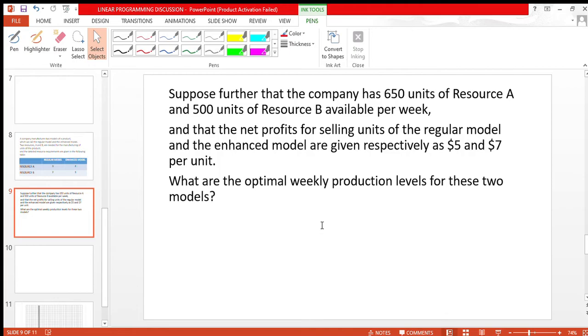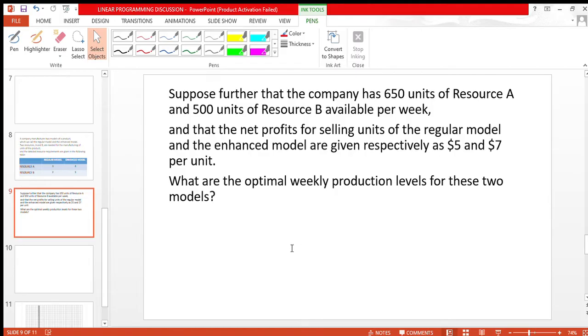So suppose further that the company has 650 units of resource A and 500 units of resource B available per week, and that the net profits for selling of the regular model and enhanced model are given respectively as $5 and $7 per unit. So what are the optimal weekly production levels for these models?